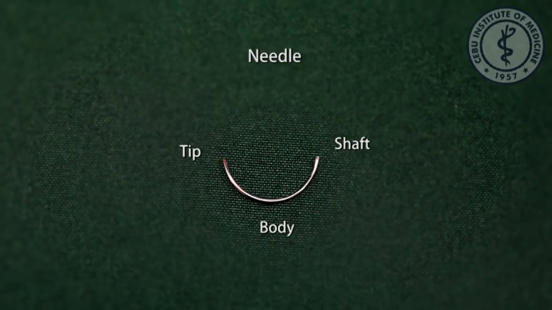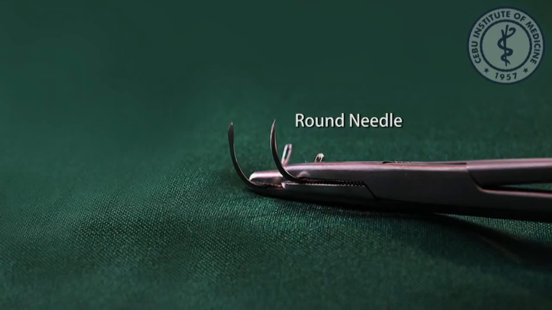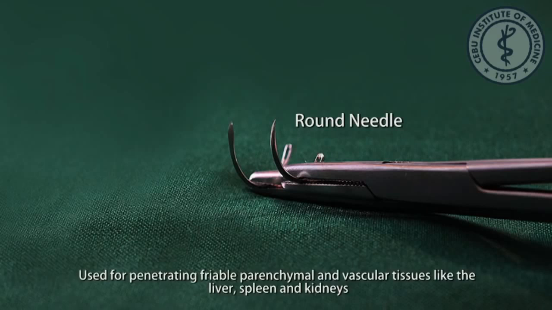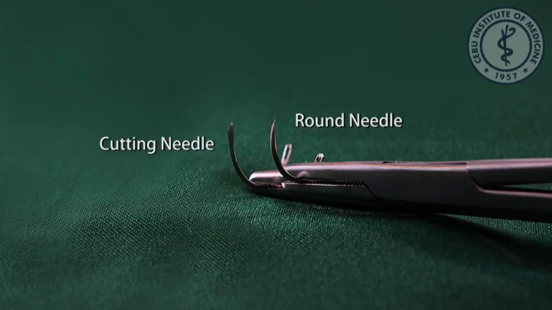Needle: shaft, body, tip. Round needle, used for penetrating friable parenchymal and vascular tissues like the liver, spleen, and kidneys. Cutting needle, closure of superficial wounds and incision.